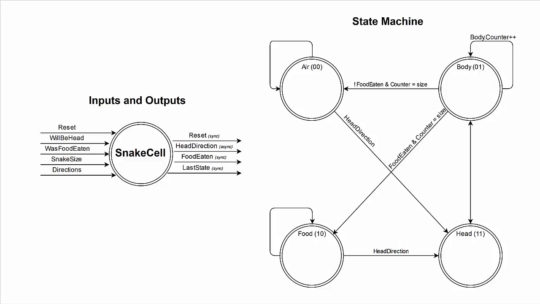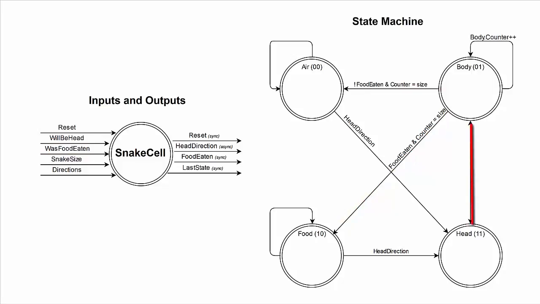Each cell is like a Moore state machine. The possible states for a cell are air, body, food, or head, represented by the 2-bit binary numbers 00, 01, 10, and 11 respectively. The new state of a cell is determined by its previous state and its input, as you can see in the diagram. Air can only become a head if it receives a will-be head from a neighboring cell. The head can only become a body, and a body can become food or air depending on the size of the snake and on the was food eaten signal.